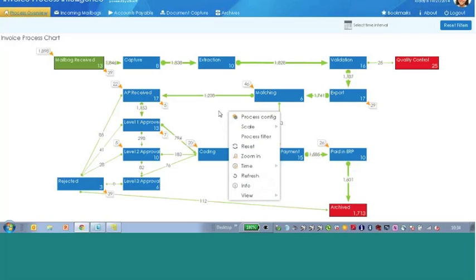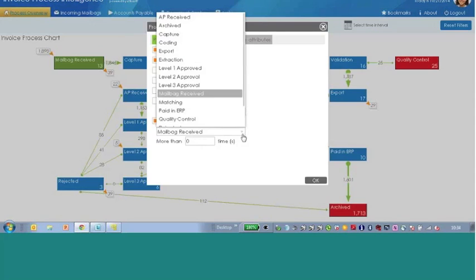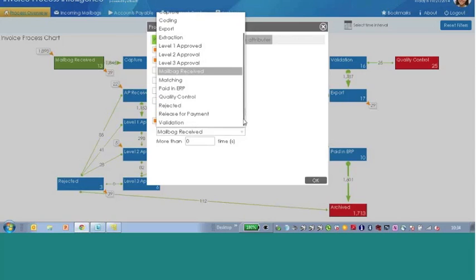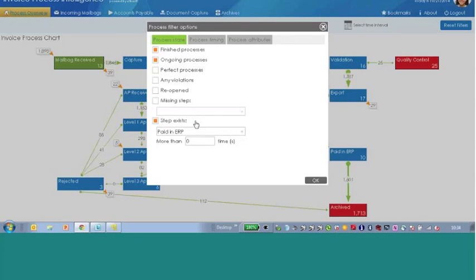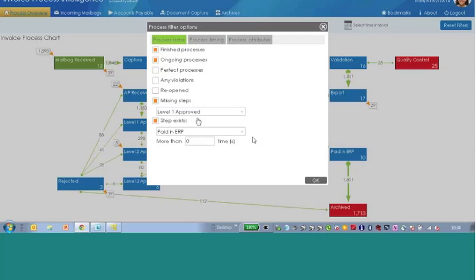What I can do is right-click anywhere on the chart here, and I can introduce what's called a process filter. What this does is allow me to search for specific instances of processes I'm trying to understand. So let me give you an example. Let's say, show me all of the invoices where a step exists of paid in the ERP system, so we paid the invoice, but we're missing the step of approving it. So that's a bit of a problem. Let's just think about that for a second. We've paid the invoice, but we haven't approved it. We're missing the step of approval.